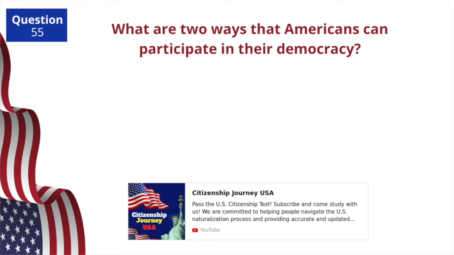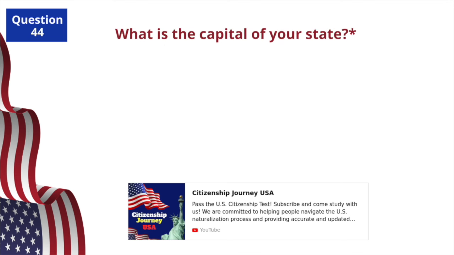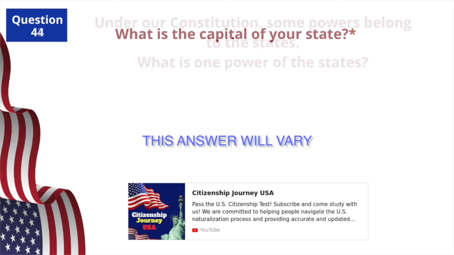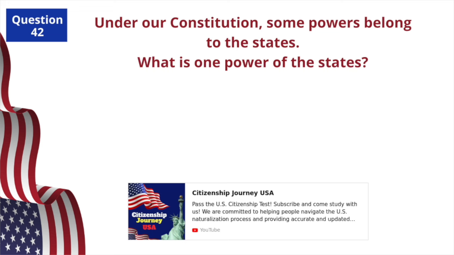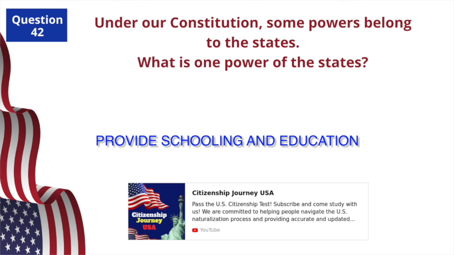What are two ways that Americans can participate in their democracy? Vote. Join a political party. What is the capital of your state? Under our Constitution, some powers belong to the states. What is one power of the states? Provide schooling and education.